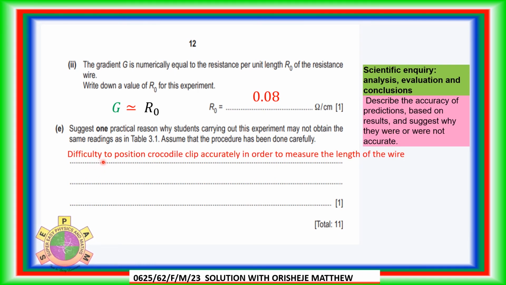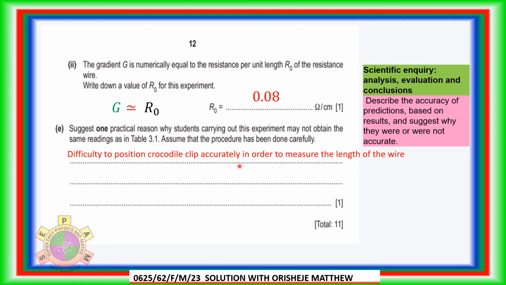So in this case, let's look at it. Number one, the difficulty to position the crocodile clip accurately in order to measure the length of the wire. That is a major problem as you are trying to measure the length of the wire. If the crocodile clip is not firm enough, it can easily slip and then introduce error in your measurements. So when you are measuring a length of 20 cm, it can increase to another length without you knowing.